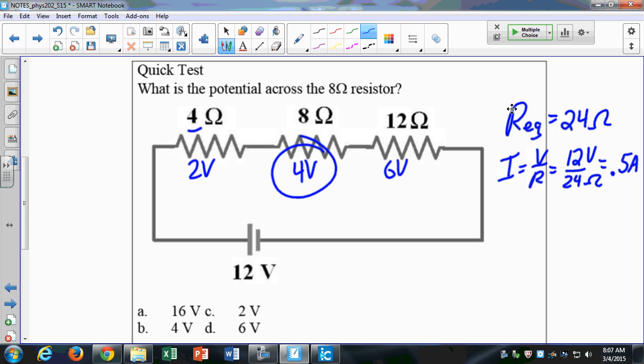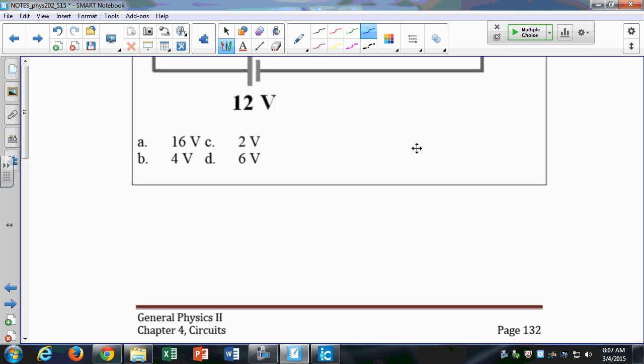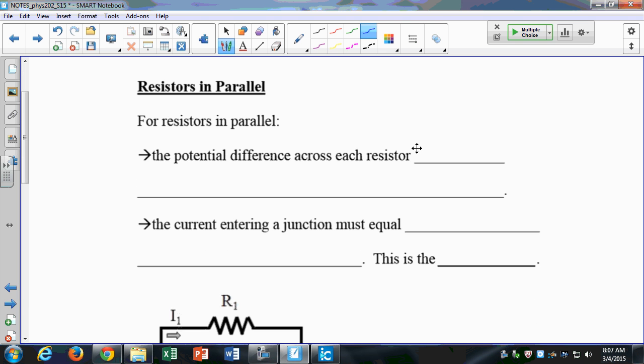Let's do parallel circuits. They're even simpler. It's really the combination circuits that get complicated. For resistors in parallel, we have a couple rules. First of all, just like capacitors in parallel, they have the same what? Y'all remember capacitors in parallel? Right, capacitors in parallel have the same voltage. And for the same reason, resistors in parallel also have the same voltage.